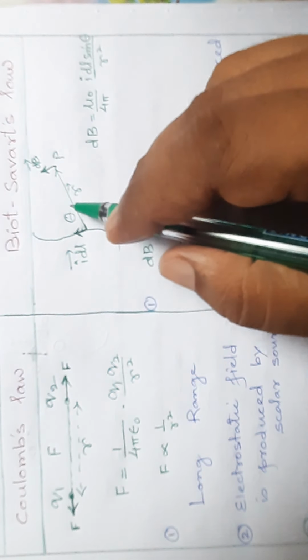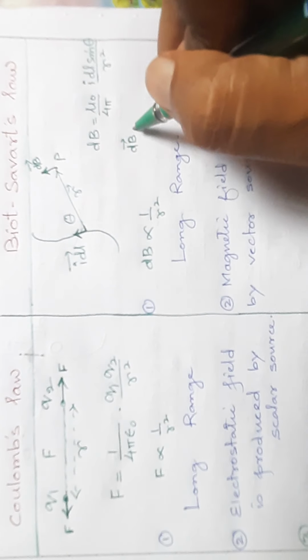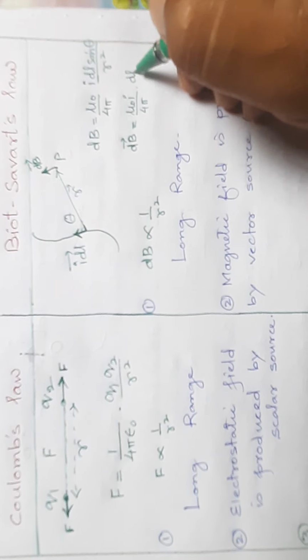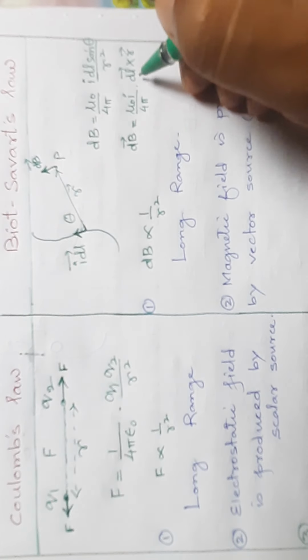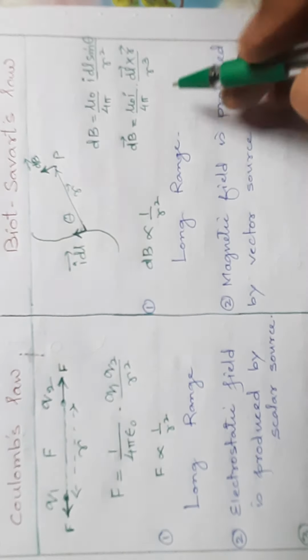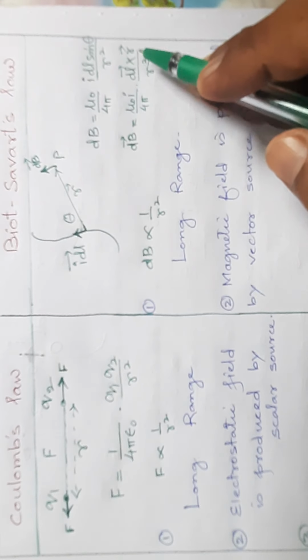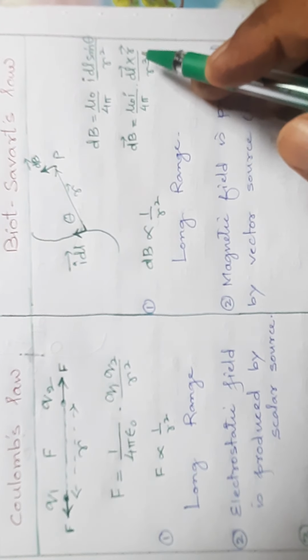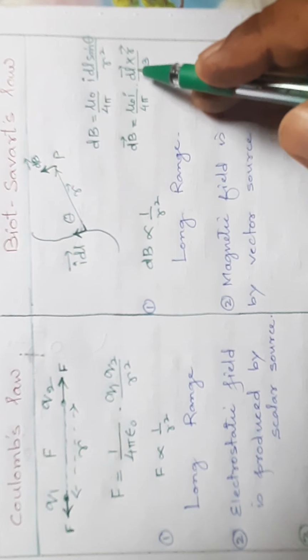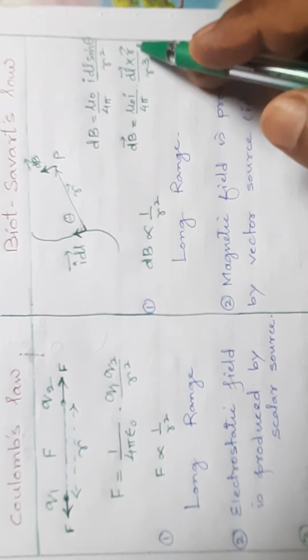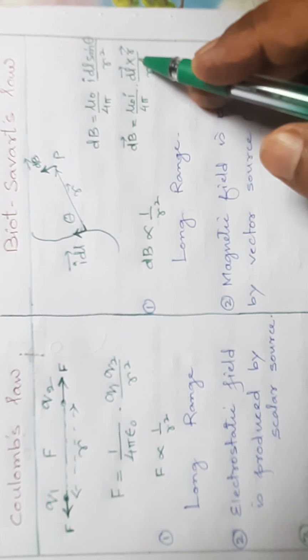Magnetic field is perpendicular to this r, because what is dB vector? dB vector is mu naught I by 4 pi, dl vector cross r vector divided by r cube. Now according to the rule of cross product, dB vector must be perpendicular to dl and r. The result must be perpendicular to the plane containing these two. So dl vector and r vector lie in a plane, and dB is perpendicular to that.